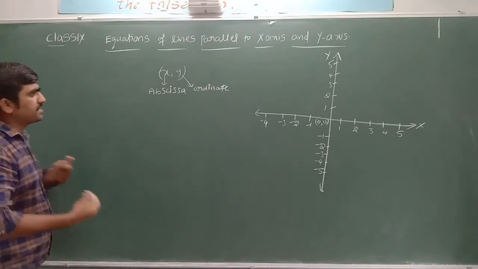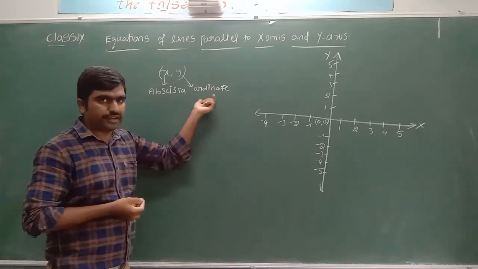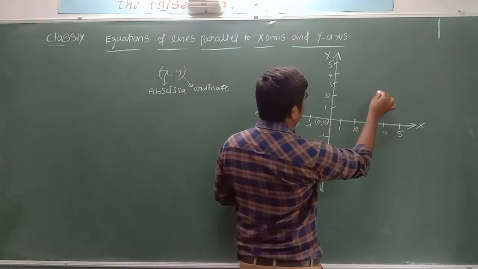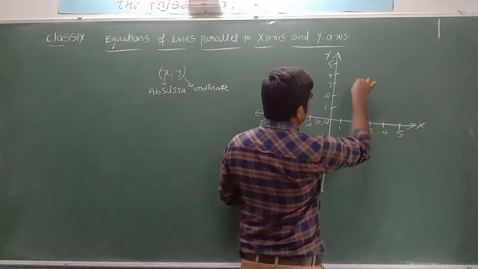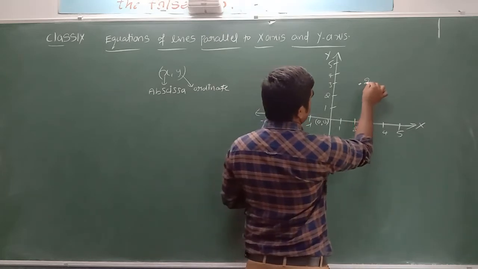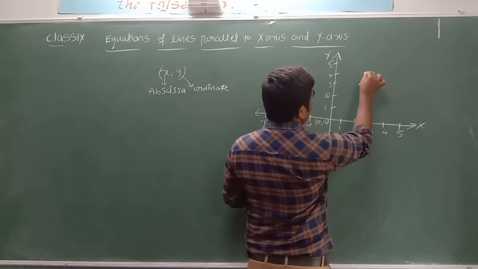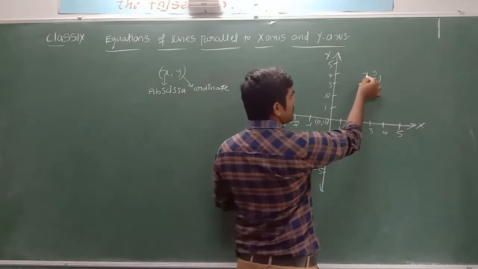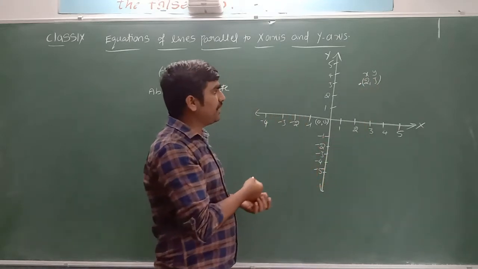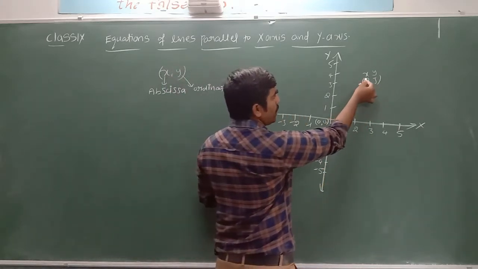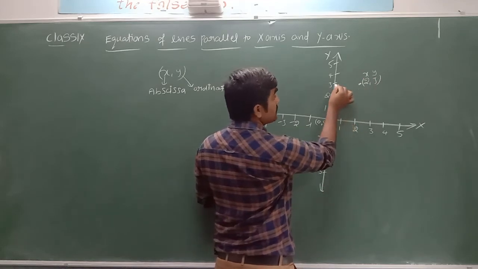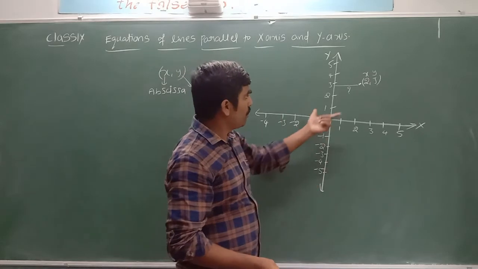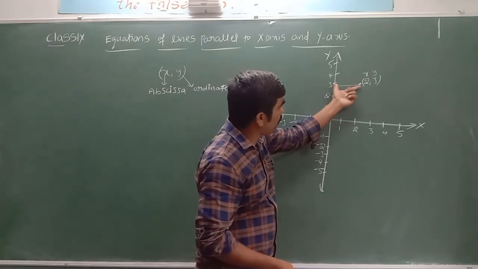What is the exact meaning of abscissa and ordinate? Let me take one point here, like 2 comma 3. Yes, 2 comma 3 is the point. Abscissa is 2, ordinate is 3. Why do we get the abscissa as 2 here? The meaning of abscissa is the distance from the y-axis. What is the distance from the y-axis to this particular point?